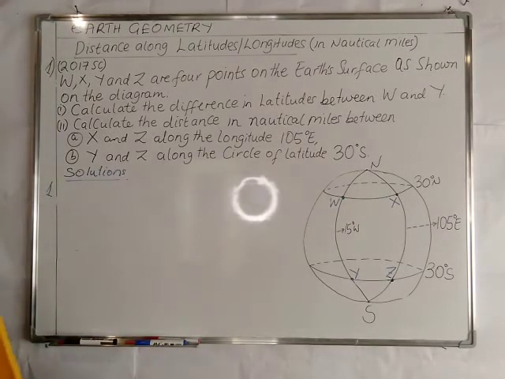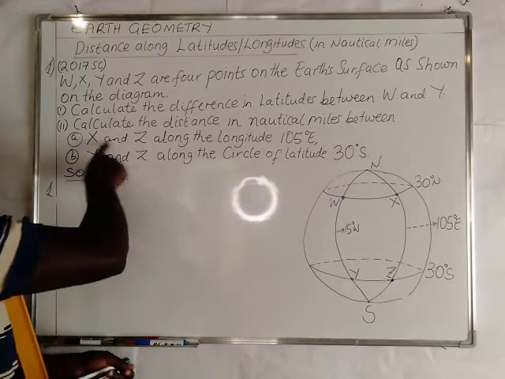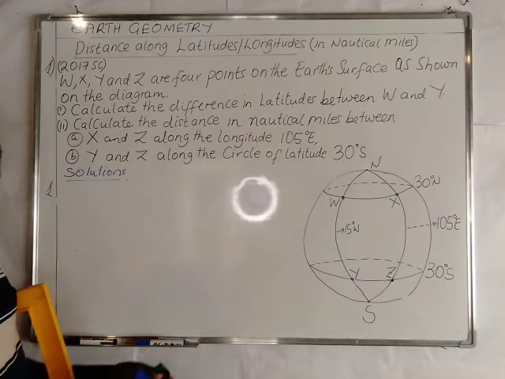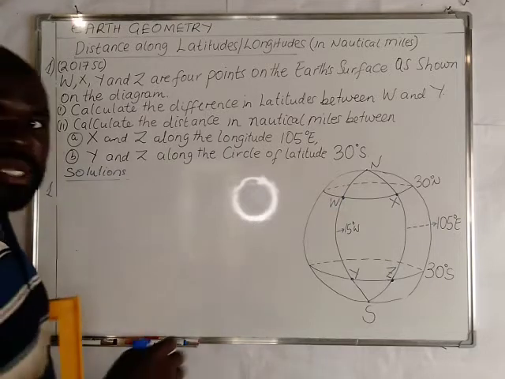Let's now look at the real meat that we are here for. We have to calculate the distance in nautical miles between X and Z. Whenever we are getting the distance in nautical miles, there are some rules again that we are supposed to follow.